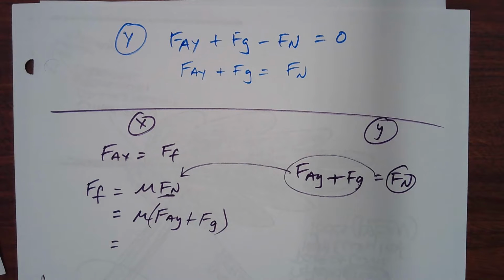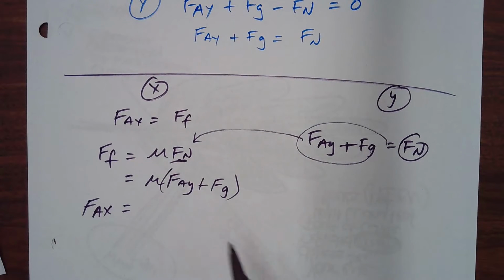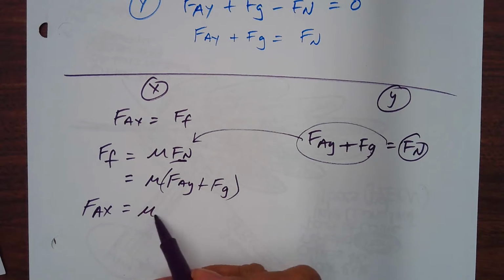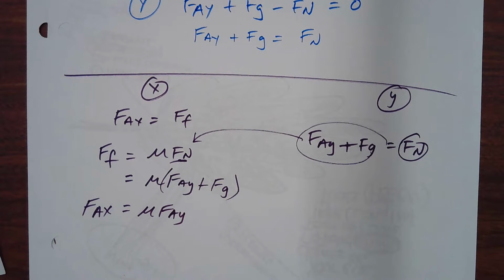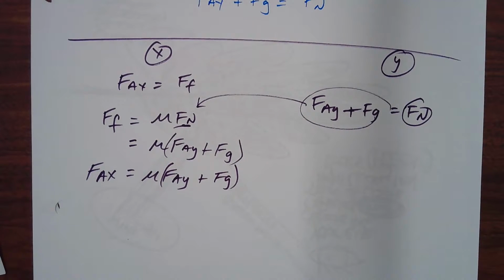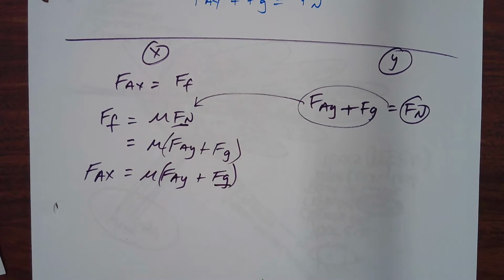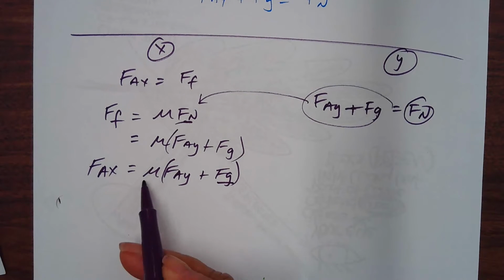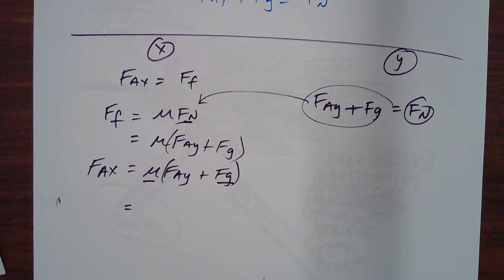And Fax is Ff, so I can actually do this. Fax is equal to mu times Fay plus Fg. Can we actually put some numbers into here now? Can we know the Fg? Yeah, that can be a number. This can be a number. So let's start putting numbers here.